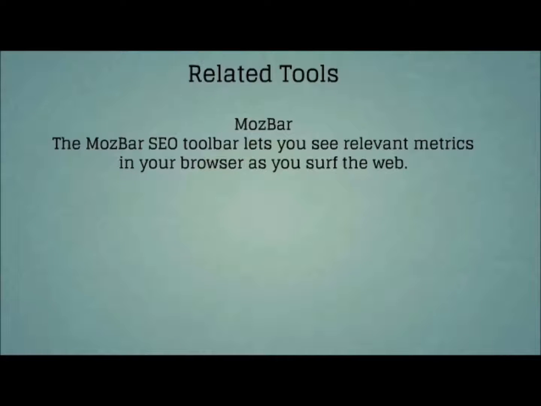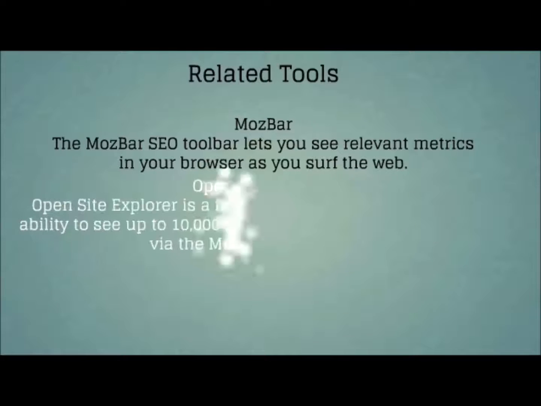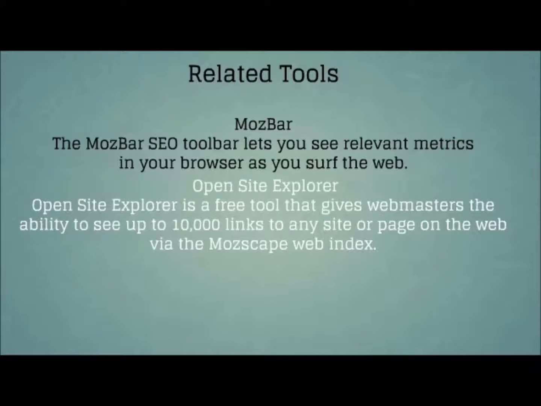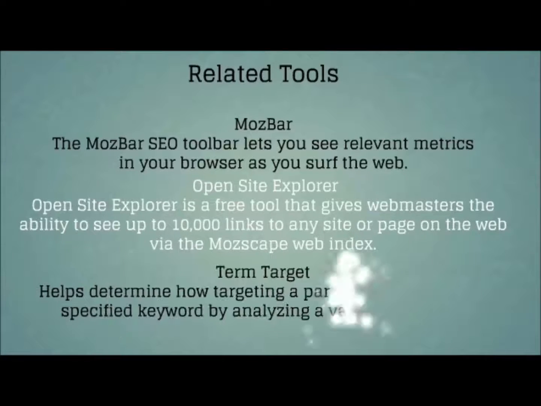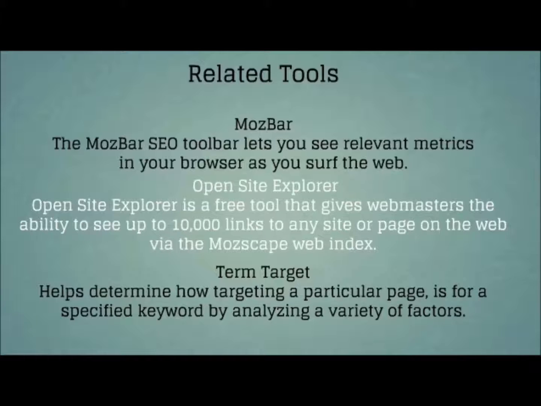Related tools. Moz bar. This SEO toolbar lets you see relevant metrics in your browser as you surf the web. Open Site Explorer. Open Site Explorer is a free tool that gives webmasters the ability to see thousands of links to any site or page on the web via the Mozscape Web Index. Term target helps in determining how targeted a particular page is for a specified keyword by analyzing a variety of factors.